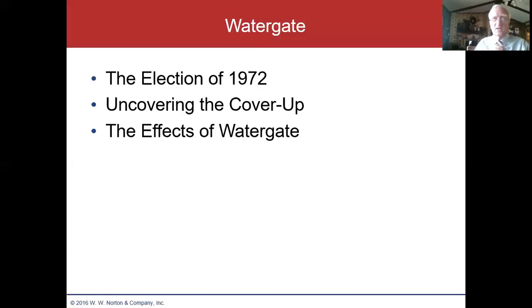And the chances are he probably did not know in advance what was happening, but he and his aides began to cover up the Watergate affair. They actually provided $400,000 to the jailed burglars to buy their silence, and they tried to keep the FBI out of the investigation.